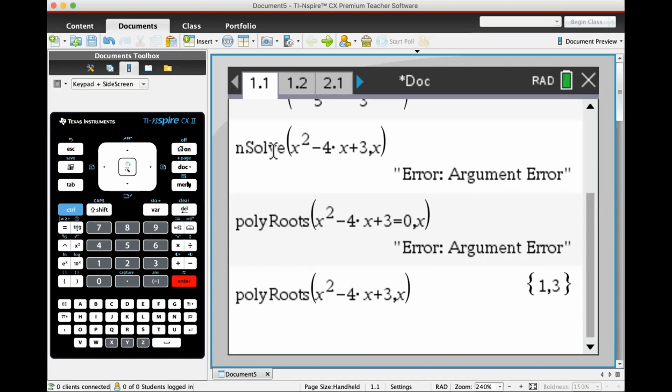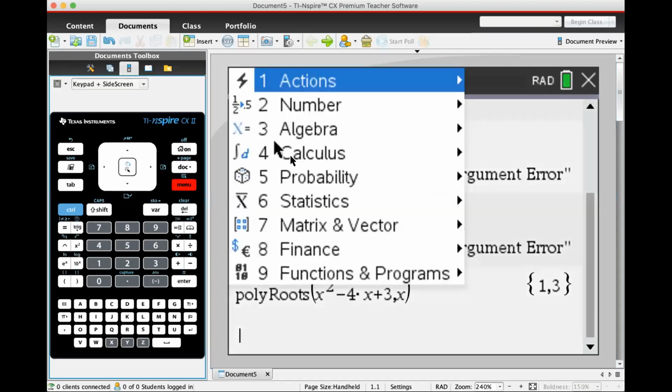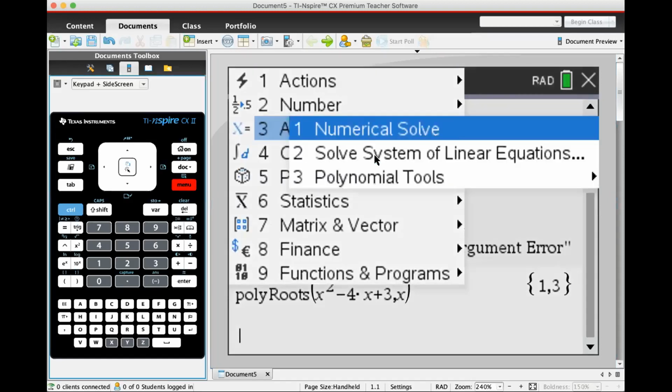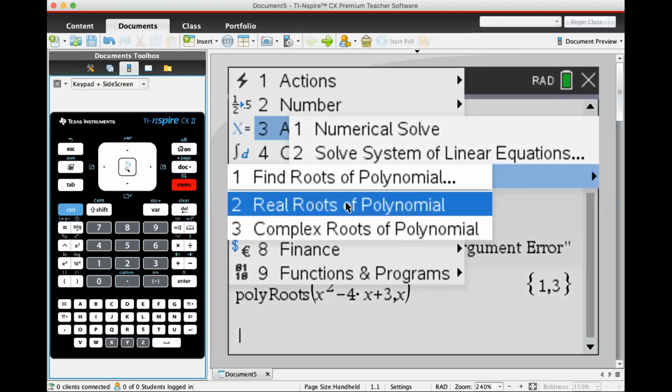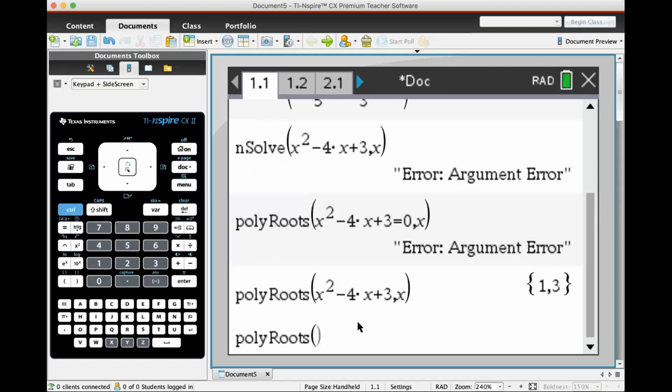That's again on the menu, and you go to algebra, and under algebra you can go to polynomial tools, and you can say you want to find the real roots of a polynomial. If you're finding the complex roots when you're doing complex numbers, we can stress that there. So you can go there, and there you can enter the syntax. Do not put equal to 0, the mistake that I made.